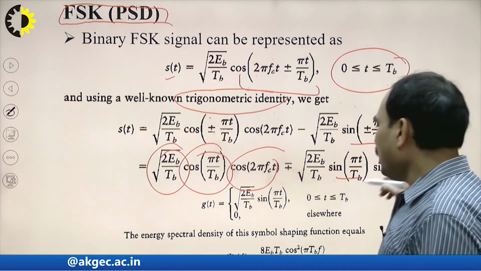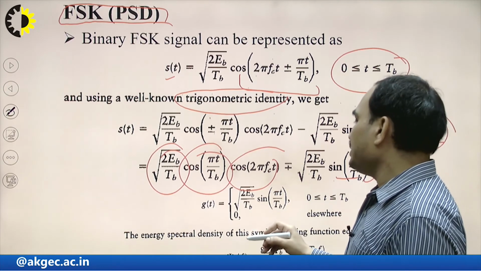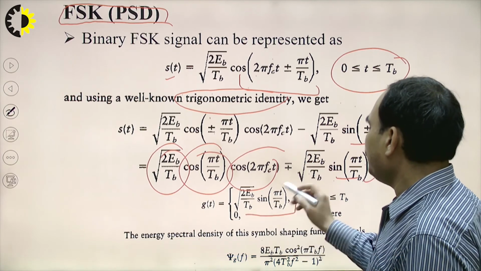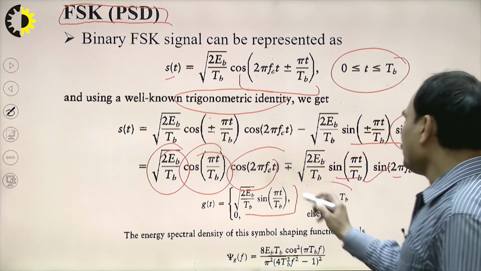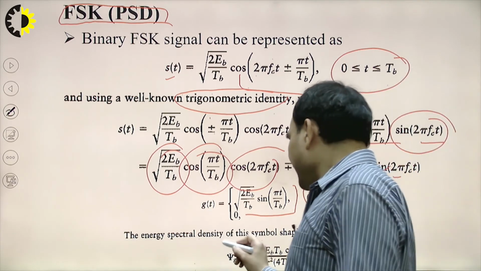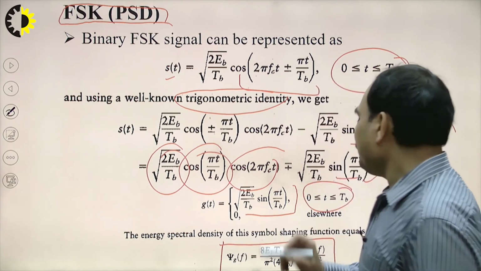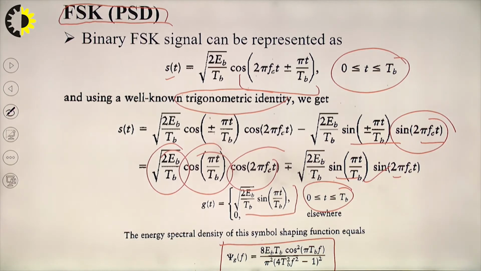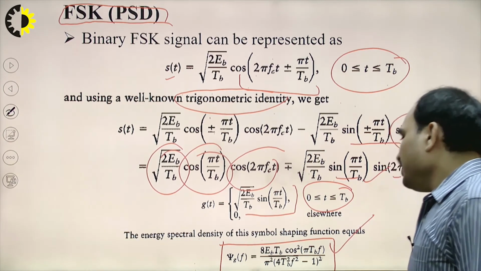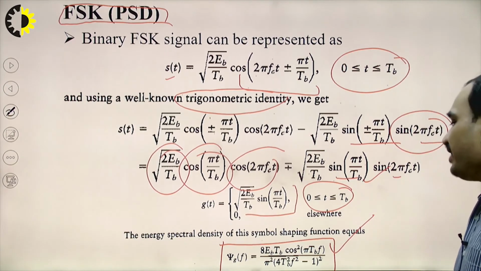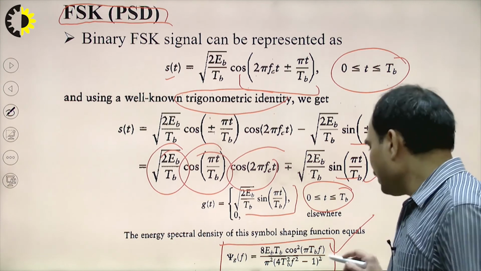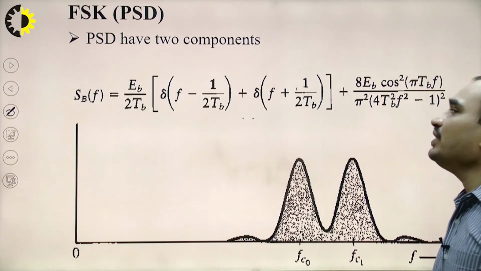After solving it, we get g(t) equal to root of 2 Eb by Tb sin of pi t by Tb, ranging from 0 to Tb and 0 elsewhere. So the power spectral density of the FSK symbol is given by 8 Eb Tb cos squared of pi Tb f, divided by pi squared times the quantity 4 Tb squared f squared minus 1, whole squared. So this will be the power spectral density of the FSK signal.